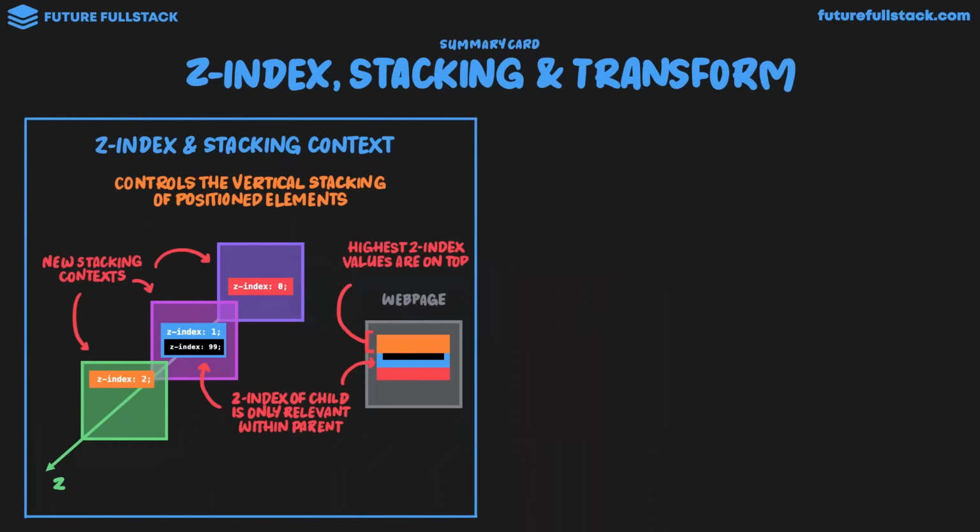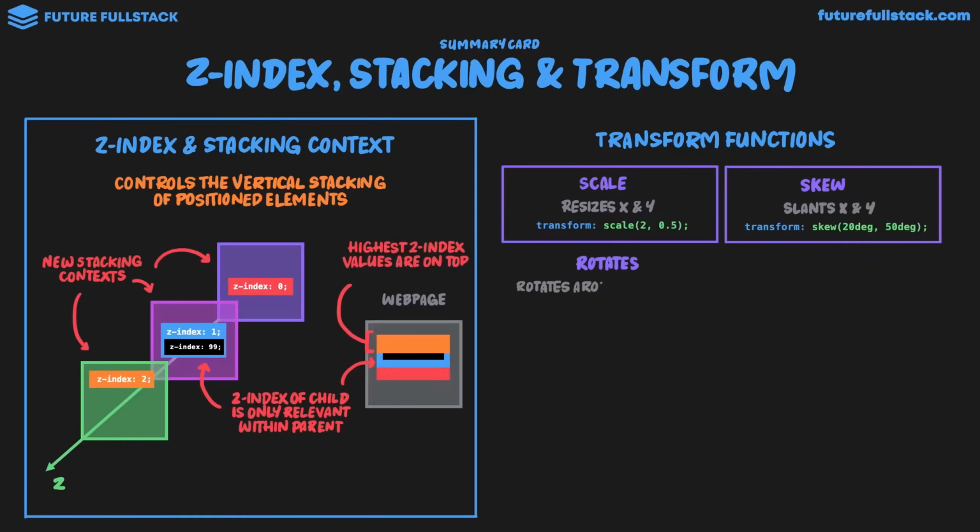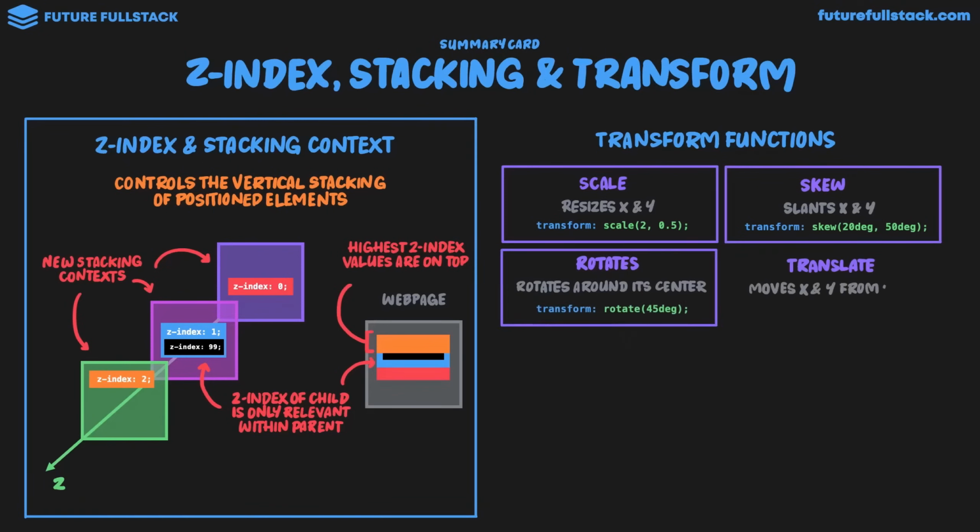So let's finish off our summary card, Z-index, stacking, and transform. In this video, we looked at transform functions. We saw there were 4 types. There was scale, which resizes an element in the X and Y direction, where the CSS value looks like this. We have skew, which slants X and Y, and the CSS function looks like this. We have rotate, which rotates an element around its center, and the transform function looks like this. And we have translate, which moves an element X and Y from itself, and the transform function looks like this, where you can use percentage or pixel values.